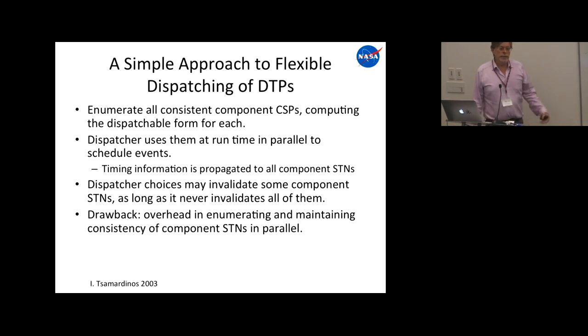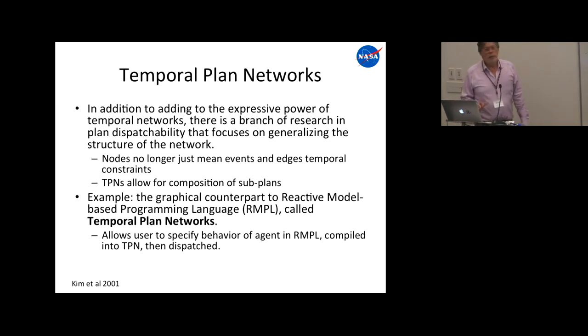That's a little naive because of the bookkeeping, but some of the research that Brian and his colleagues have been doing consists of having more efficient ways of dispatching these more complex networks. And you've seen examples of temporal plan networks, which is the graphical counterpart to the reactive model-based programming language. You saw examples of that in some of his examples. And it basically does even more than allow for disjunctive constraints. It generalizes the very concept of what this network represents and stands for.